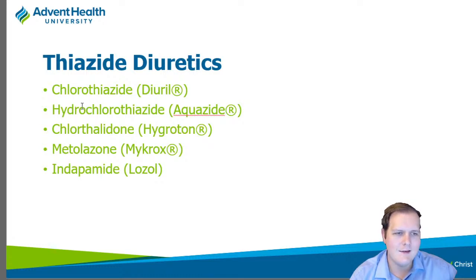But we also have thiazide-like diuretics, which includes chlorthalidone, metolazone, and then indapamide. Okay. Again, if you know all 5 of these are thiazides, you're good to go, right? I don't care if you know which ones are really thiazides or which ones are thiazide-like. Just know they're all thiazides.